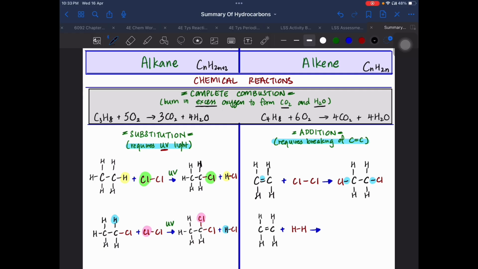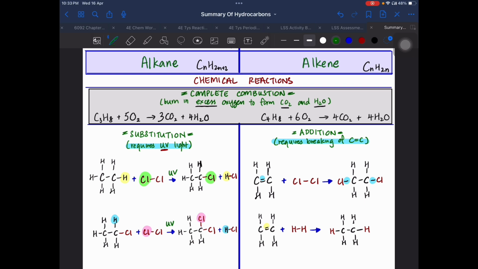Then for the one below, similarly, this CC double bond, one of the bonds is going to break. And when it breaks, the carbon, everything is going to stay the same. Just that now there will be one new bond coming out. And this time round is to accept in the H's. In this case, you form this chemical over here.